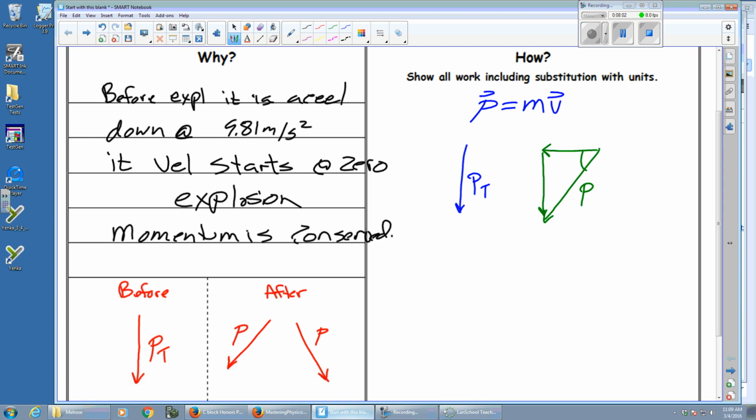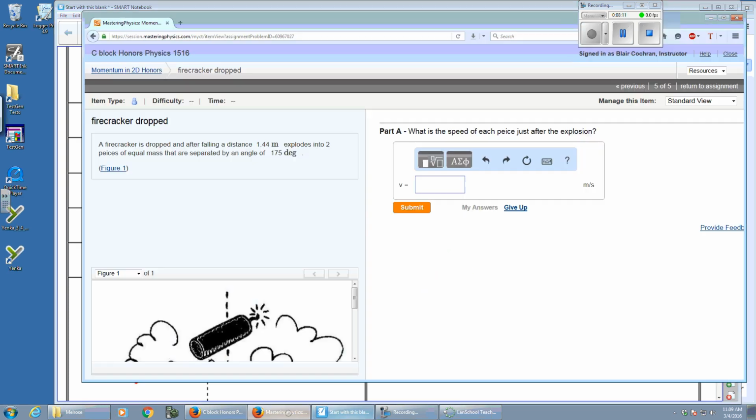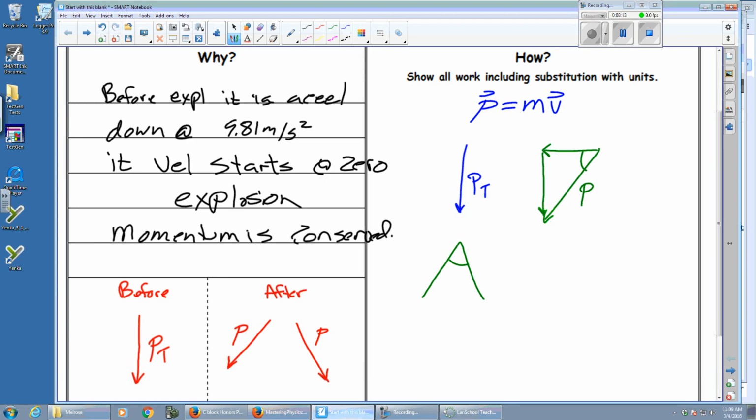Oh, wait a minute. I know a little geometry. If I've got something like that, and this angle is, for me, 175 degrees, and I draw that angle, let's call this angle A, and then we'll call this one B. What would A plus 175 plus B equal? 180.